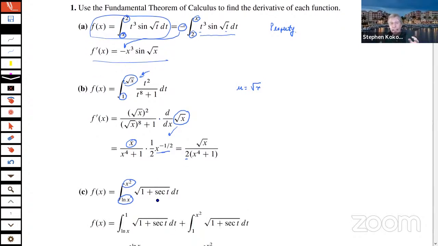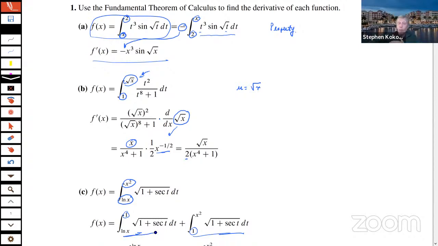And I can split this definite integral up into two separate definite integrals. So I can go from the log of x to 1 plus 1 to x squared. So that again is a property of definite integrals and allows me to split this up into two separate definite integrals. Now, I know what to do with this one. I just did that in part B. And actually, I know what to do with this one too, because I kind of did that in part A.